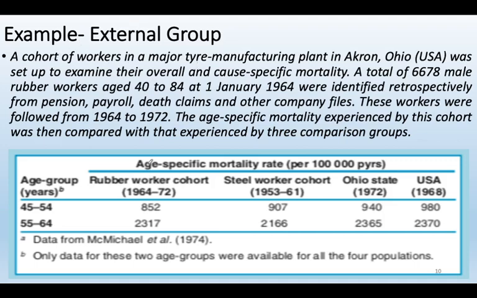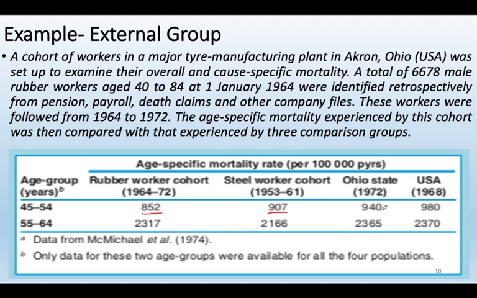A cohort of workers, let's say based on age-specific mortality, we say that among 45 to 54 year old individuals, the deaths were 850 individuals of the rubber worker cohort died. Steel workers' deaths were 907.